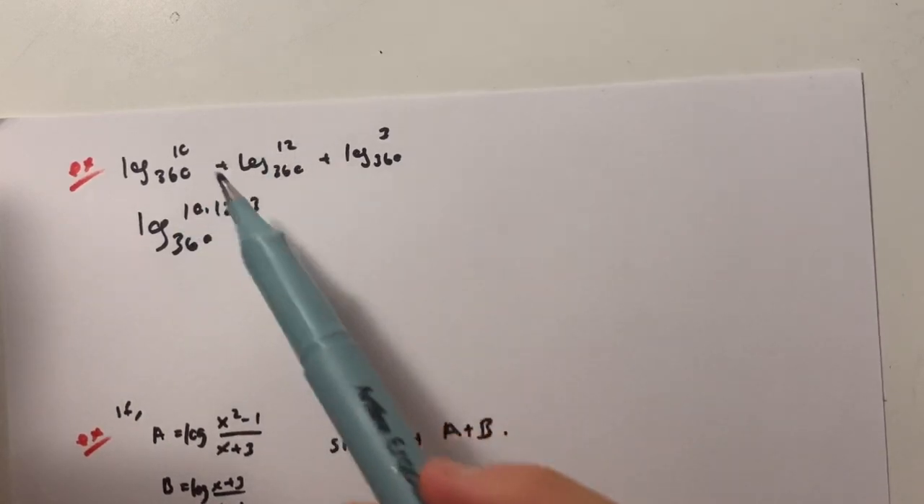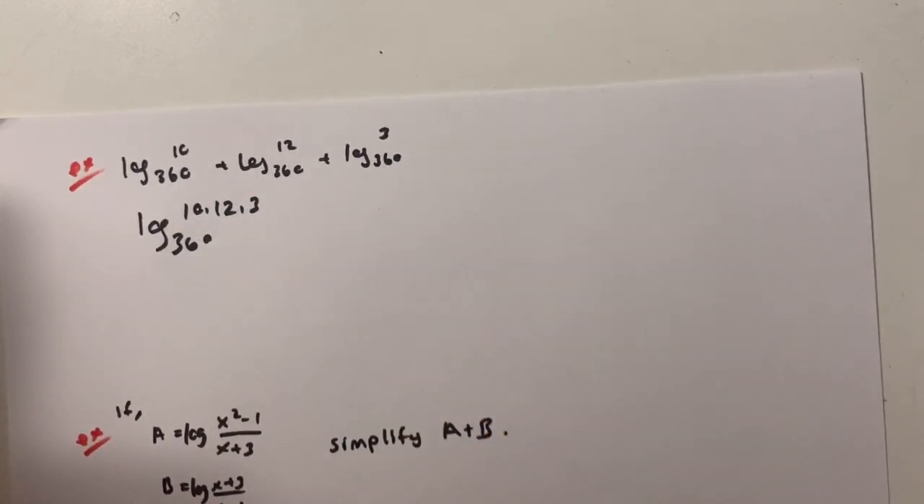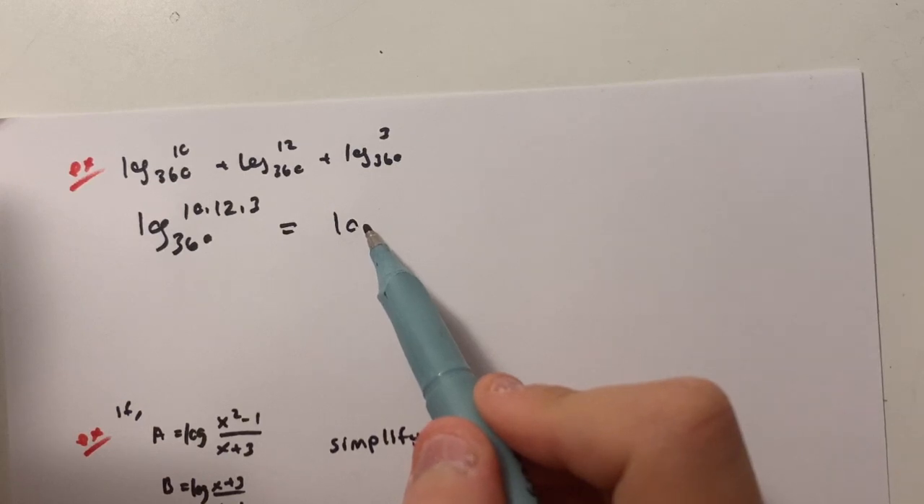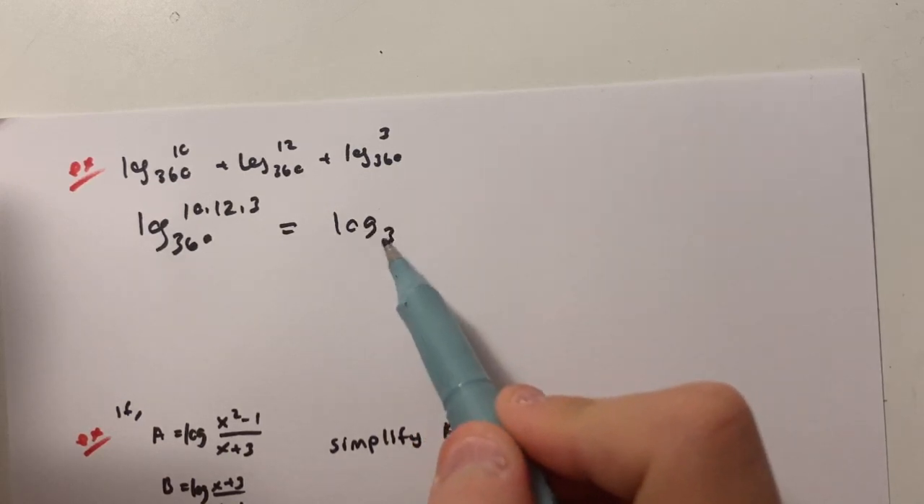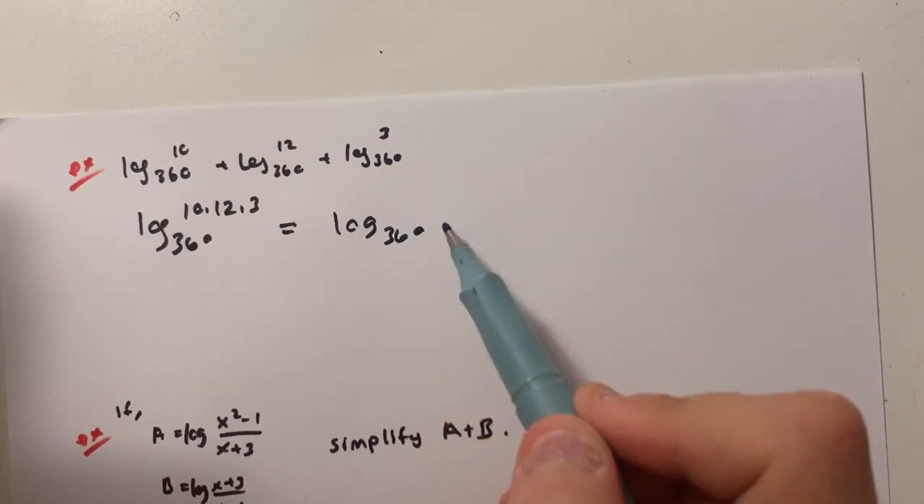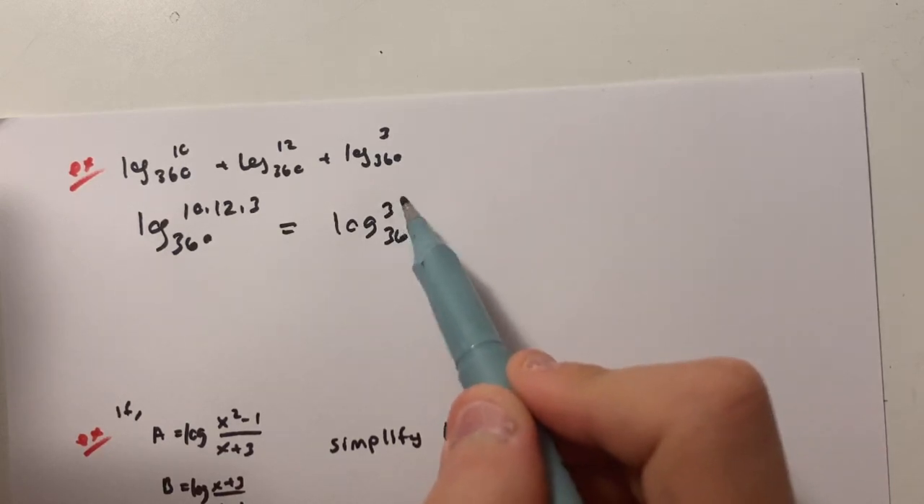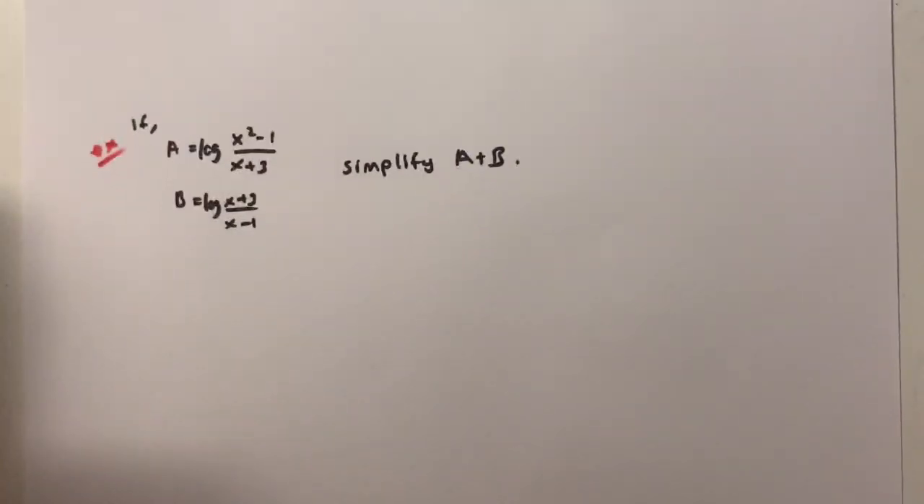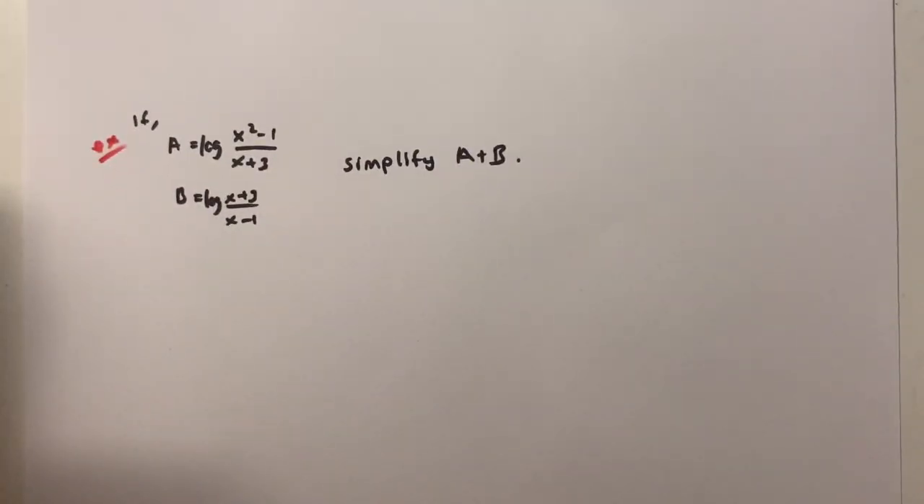So as you can see, I got the powers in a more strict way by multiplying them. If you multiply these numbers, it makes 360. So logarithm base 360 of 360 makes 1. Let's check this question. The question asks us to simplify a plus b.